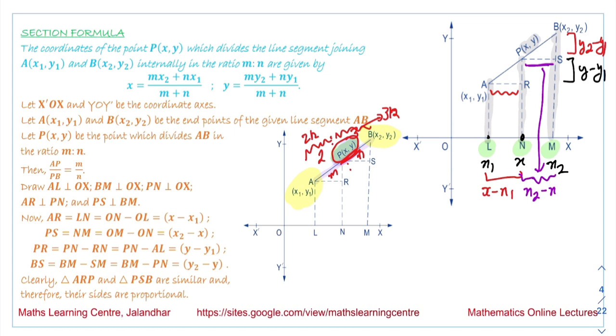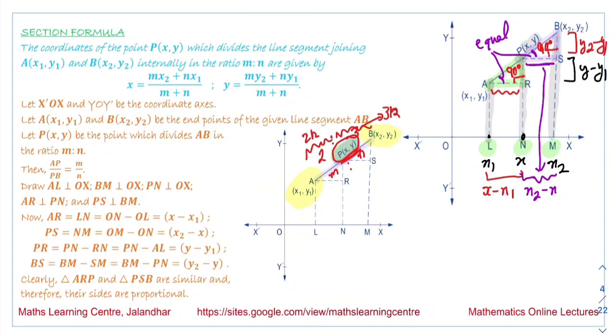Now if we look at the two triangles, ARP and the second, PSB, we are saying the angle at A and the angle at P, both these angles are equal. When we talk about the angle at R and the angle at S, both these angles are of measure 90 degrees. It means both these triangles are similar to each other.